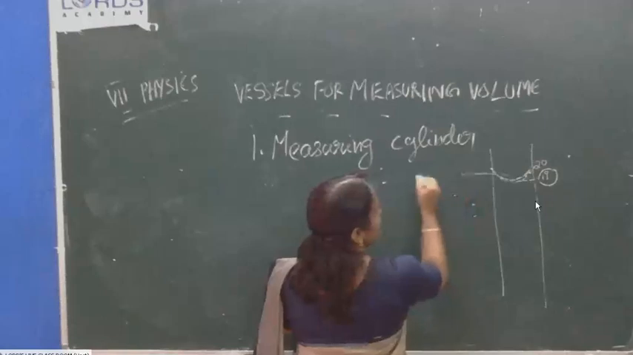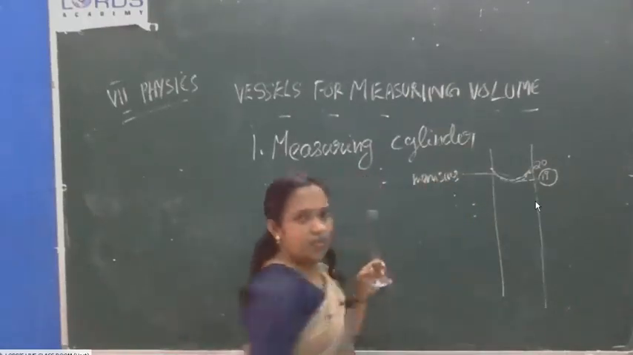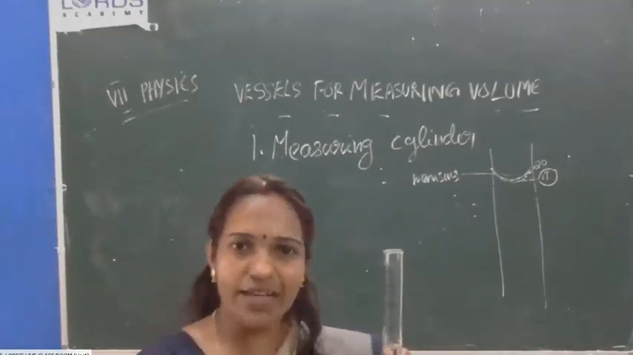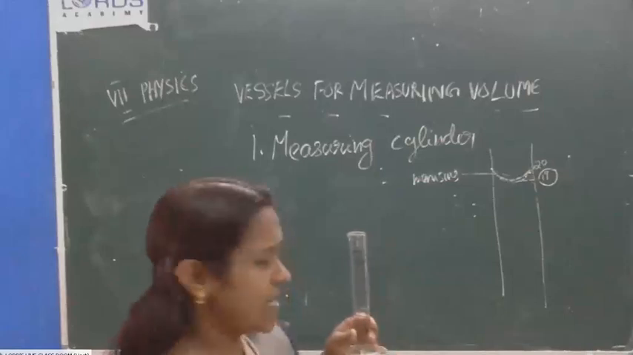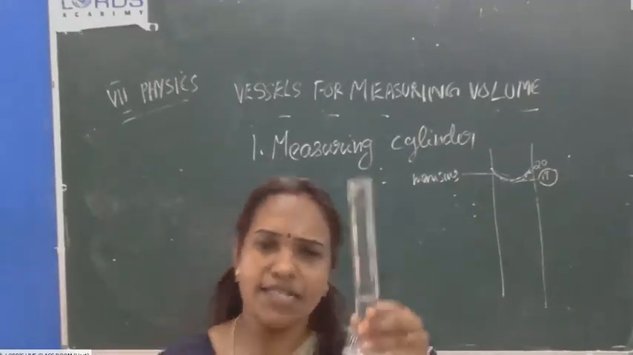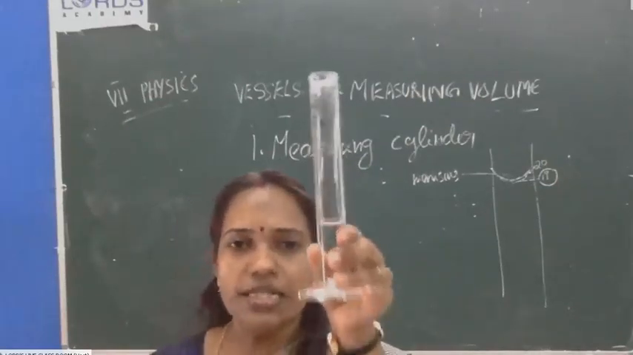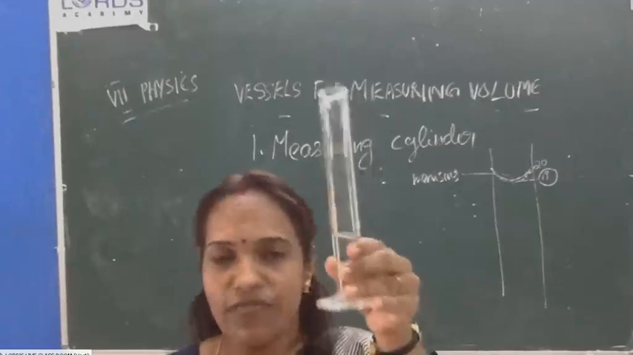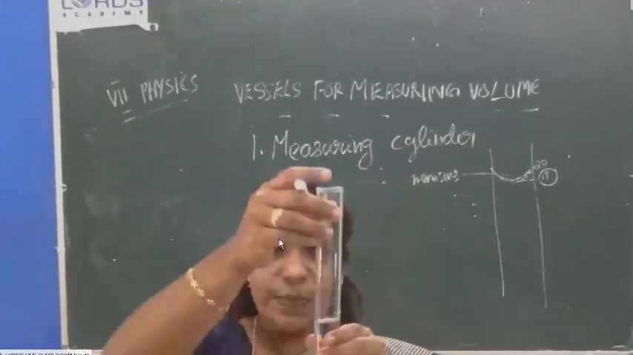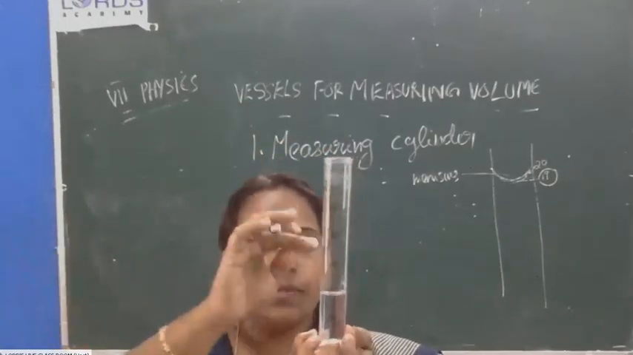This we call the meniscus, that means the top surface. Meniscus of water, meniscus of mercury, like that. Maybe in chemistry you studied it or later you will study. Here we are not going into that much detail. You only have to know this is a measuring cylinder, a vessel used for measuring volume. Simply, if you need any liquid, that much volume you can take.